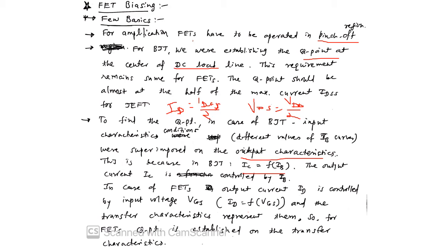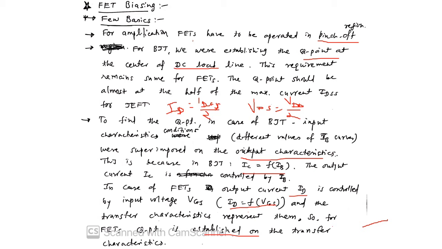In case of FETs, the output current ID is controlled by VGS. It's a function of VGS. And there is a direct relation, that is, there is a direct transfer characteristic, which represents ID versus VGS. So we will be establishing the Q point on the transfer characteristic. Okay, the operating point will be set on the transfer characteristic, not on the output characteristic, though we are interested in the output only.